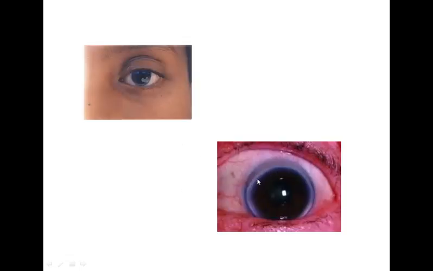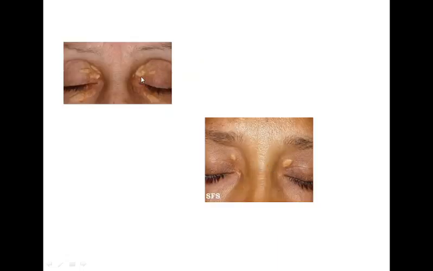This picture shows the arcus. If the arcus occurs in a young patient, it is an arcus juvenilis, and it is a feature of hyperlipidemia. If you see this kind of arcus in older people, it is an arcus senilis, common in older people. And these are the xanthelasma you can see on the eyelids. This is a feature of hyperlipidemia.